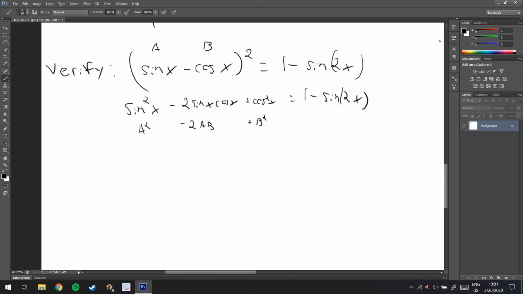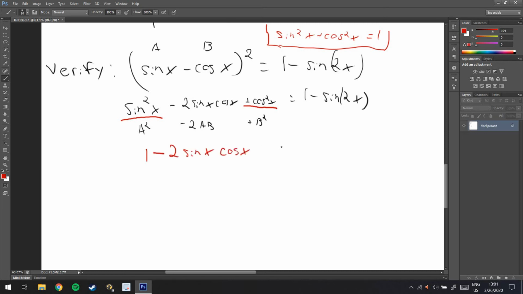Alright, we have to think back again, and this is going to keep coming up, the Pythagorean identity. I have a plus cosine squared and a plus sine squared. Pythagorean identity tells us sine squared of x plus cosine squared of x is equal to 1. You need to have this memorized. This should be stuck in your head. If it's not, that's a problem. So this simplifies to 1 minus 2 sine x cosine of x. And we want to show this is equal to 1 minus sine 2x.